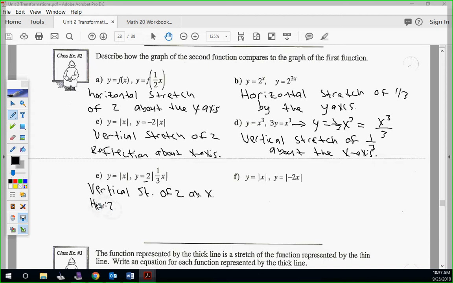Jeez Louise, pen was not right there. Let's try this again here. Horizontal stretch of, what's the horizontal stretch of? 3, good. About the y-axis.